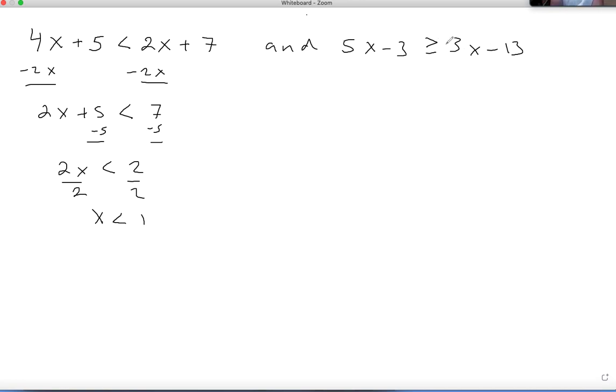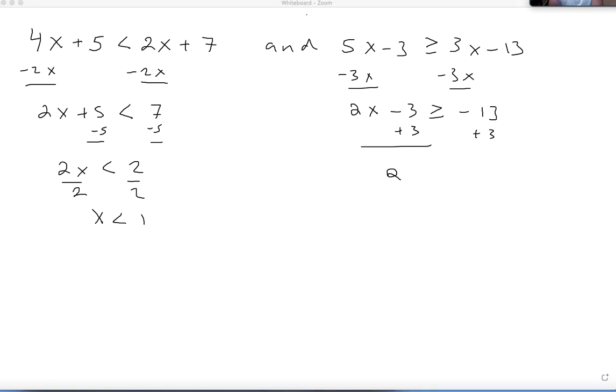Okay, so we'll pop over here, we'll do that same idea. I'm going to get my x's to one side, numbers to the other. So let's subtract the 3x on both sides. And that gets us to 2x minus 3 greater than or equal to negative 13. We'll add our 3 over. And so that's going to be 2x greater than or equal to negative 10.